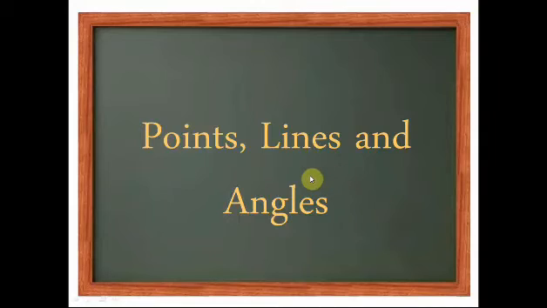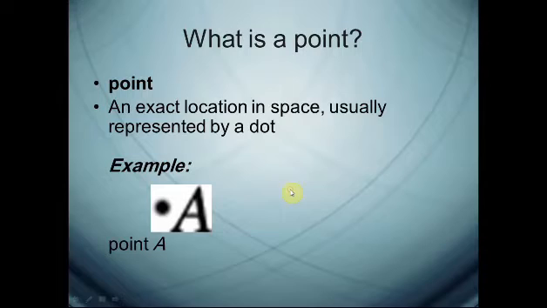Morning. Today's lesson: points, lines and angles. Firstly, what's the meaning of the point? The point is an exact location in a space and usually represented by a dot. This example, point A.